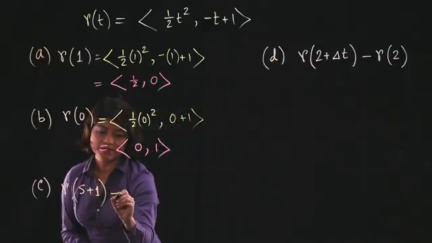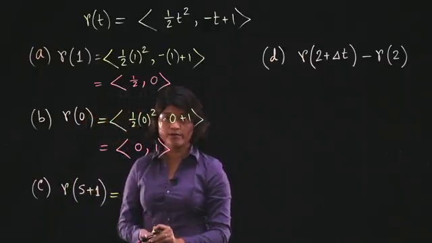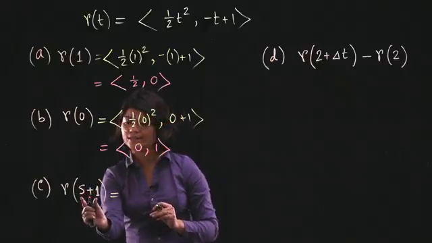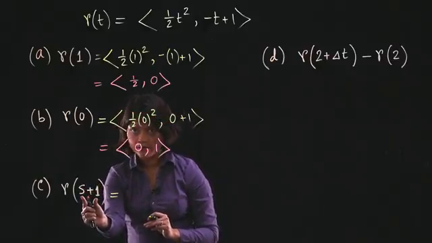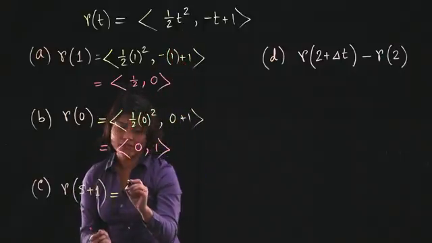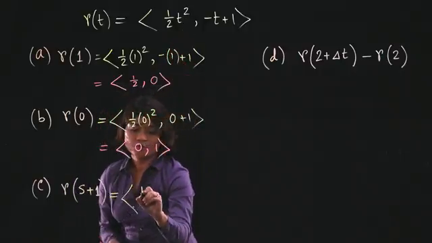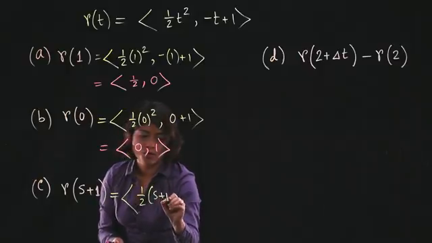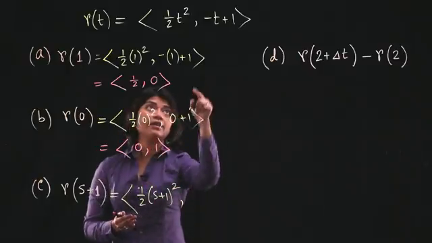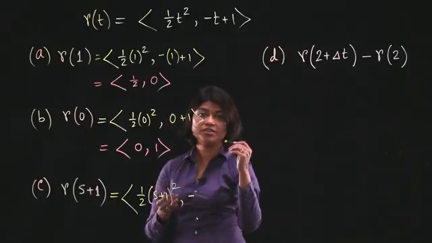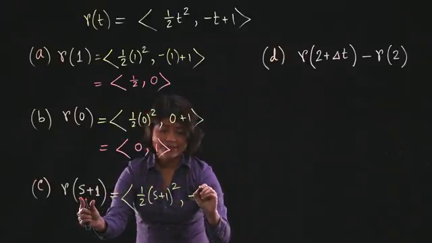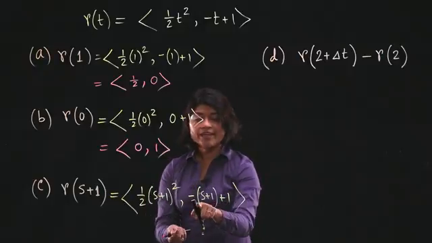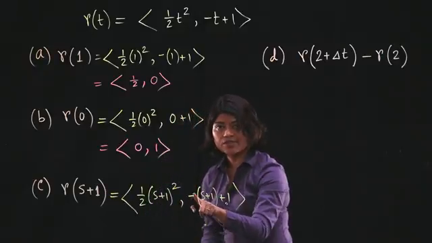All right, for part C, we have to figure out what is r of s plus 1. Now don't get confused because this is not a number. This just means that we are plugging in this entire expression s plus 1 wherever there is t. Okay, so we have 1/2 times t square. Instead of t, write s plus 1 square. And for the second component, we have negative t. Instead, write negative of s plus 1 plus 1. So please be careful to put this bracket so you know that the negative sign will distribute.